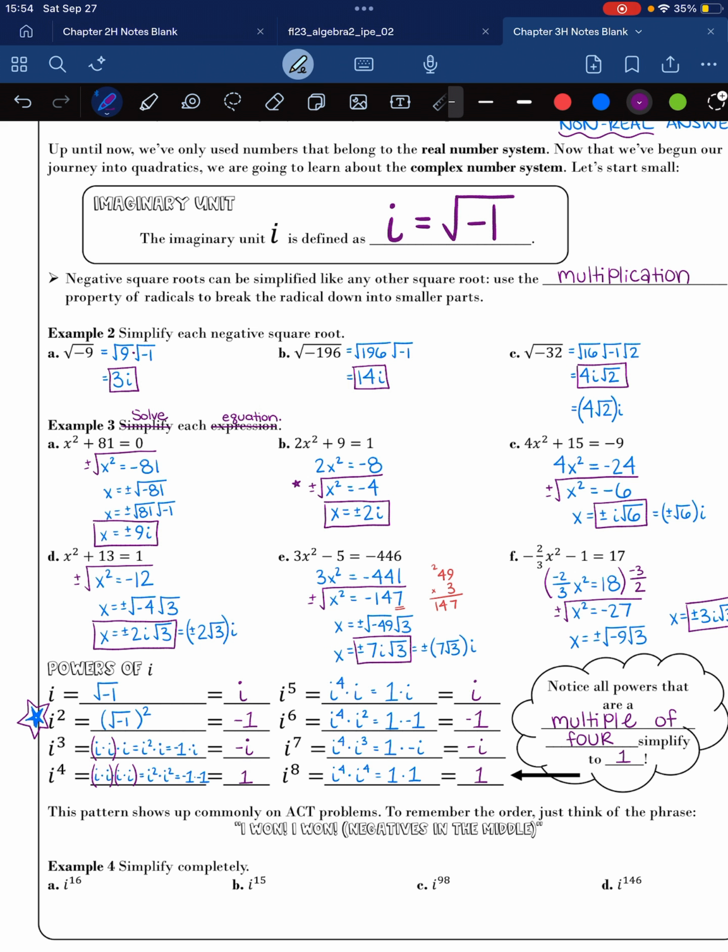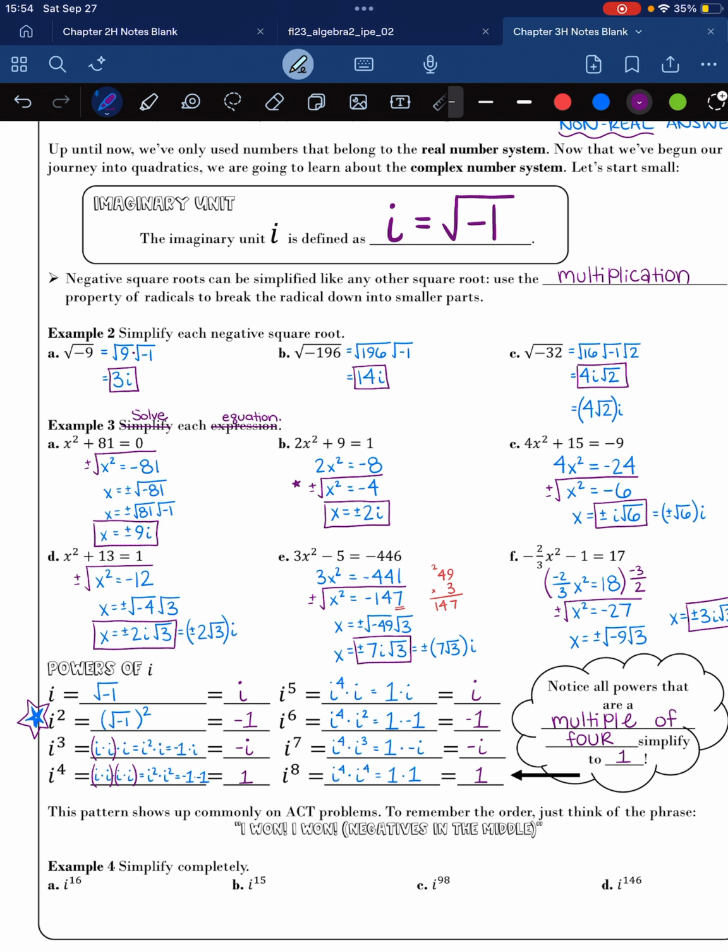And a really important pattern starts to form with all of those multiples of 4. Every time you have a multiple of 4, we can use the associative property and group them together, and it's going to be 1 times 1 times 1 times 1, as many groups of 4 as I have, and that is always going to simplify down to 1.